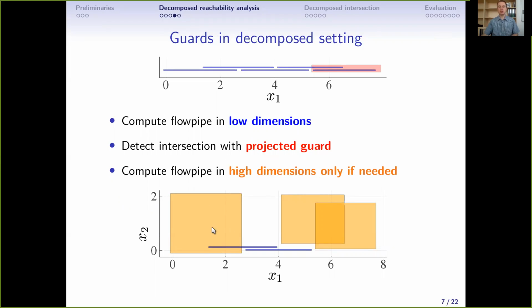So that means of our flow pipe, we compute the first set in high dimensions because that's what we need as the input. Then we compute intervals everywhere, but then we detect that there is an intersection with the last 2 sets, and so we compute them in high dimension as well. So in practice, of course, you would hope that you save a lot more than just 2 sets, but this is just for illustration.